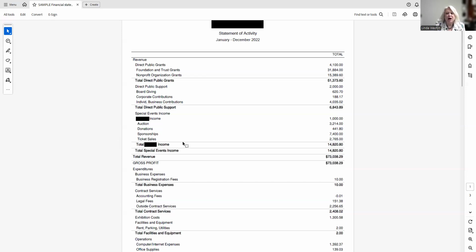So you see at the top here is revenue. What this section shows is how much money this organization brought in for the period of time that's up here. So this is their 2022 calendar year statement of activity. They brought in just over $73,000. And you can see then how that money came in. Some came through public grants, some came from foundations, some came from other nonprofit organization grants.